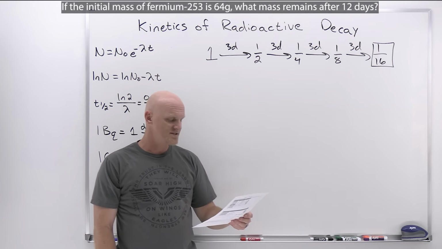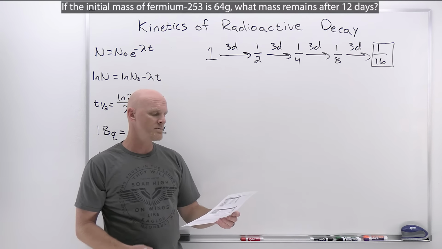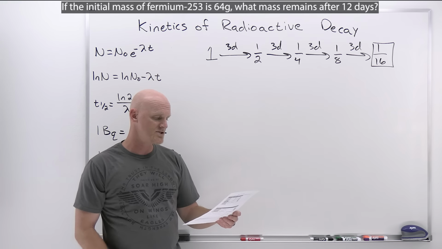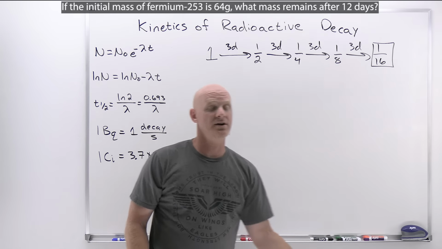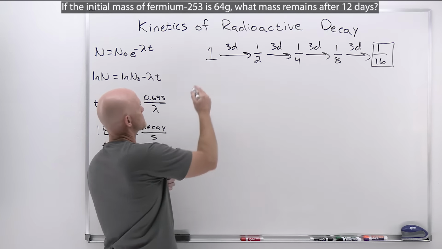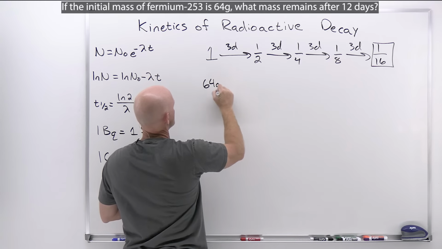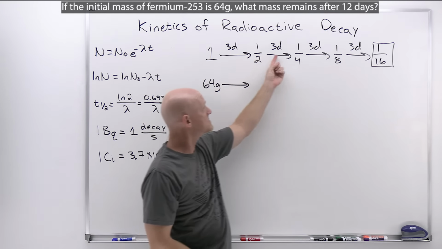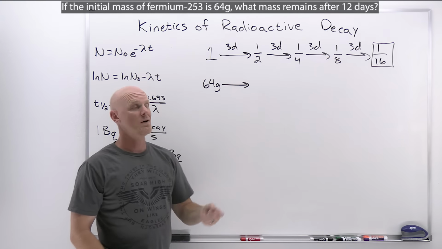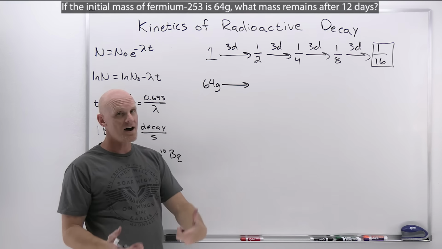All right, next part of the question says, if the initial mass of fermium-253 is 64 grams, what mass remains after 12 days? So here I just want to demonstrate that you can again do this problem in terms of mass as well. If we start with 64 grams, we're still doing 12 days, which means 1, 2, 3, 4 half-lives. And we're just going to cut this in half 4 times then.